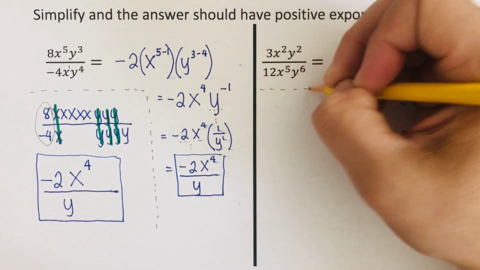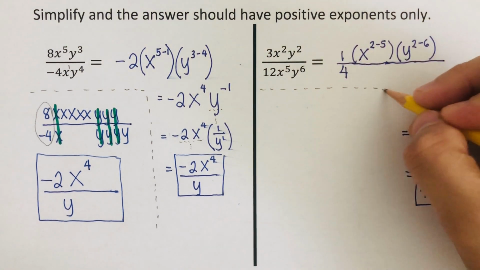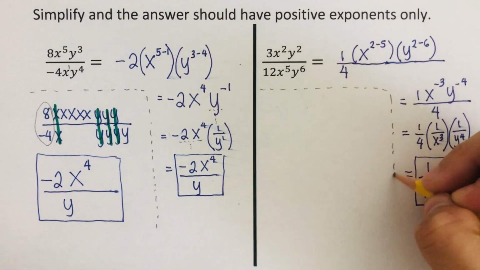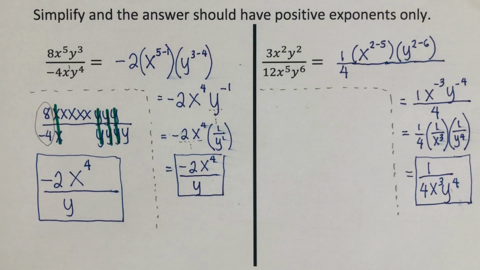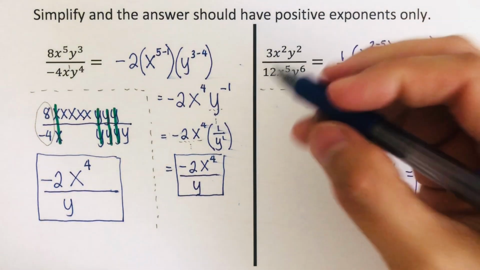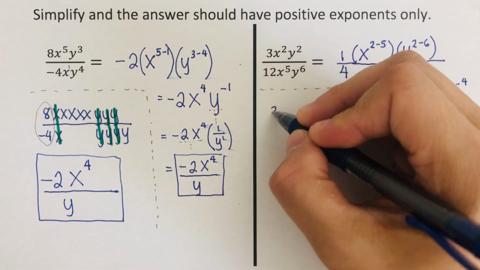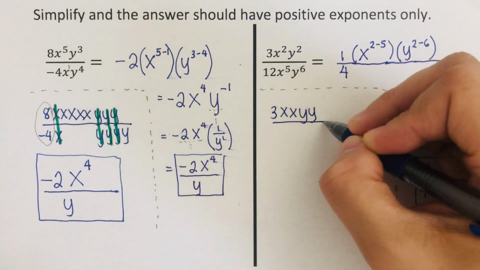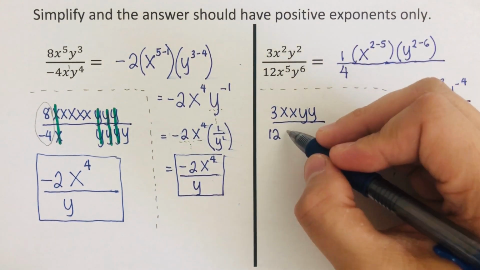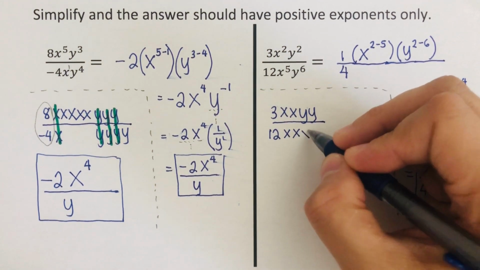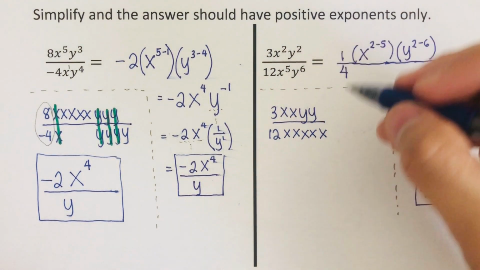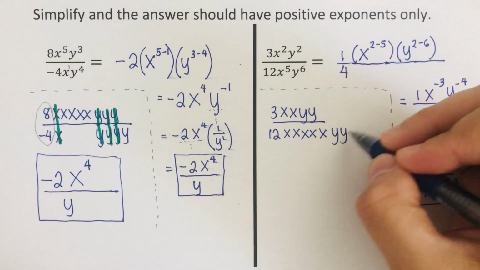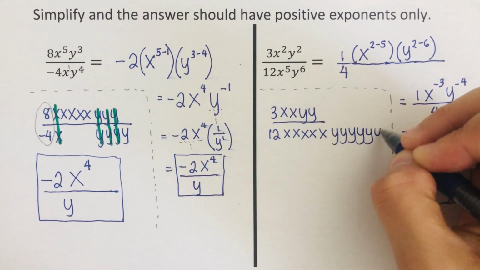Again, I'm going to show you the other method where we just have to expand it and cross them out. So in this case right here, we have 3. And then I'm going to write 2 x's and 2 y's over 12. And there are 5 x's: 1, 2, 3, 4, and 5. And there are 6 y's: 1, 2, 3, 4, 5, and 6.